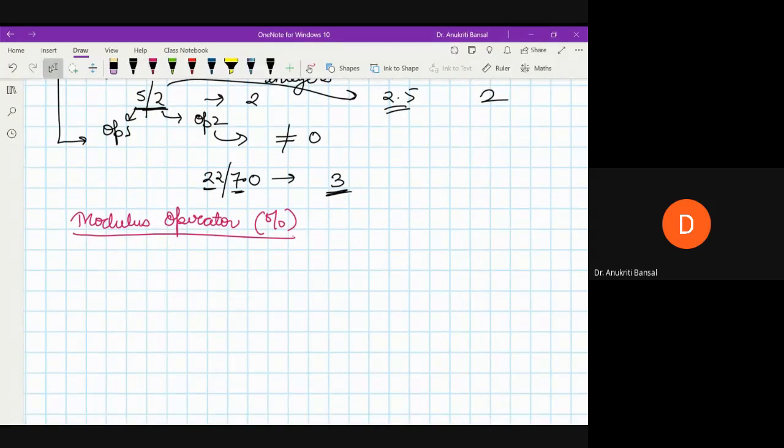In case of C, both the operands should be integers.